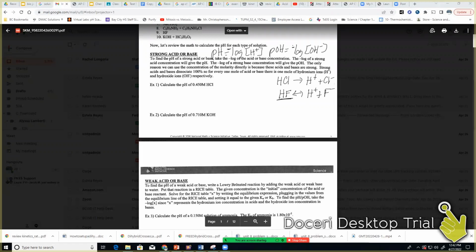All right, so calculate the pH of a 0.450 molar hydrochloric acid. Remember we said if we have a strong acid, then it's just going to ionize. So if this is 0.450 molar, the H plus is also 0.450 molar. To get my pH, I'm just going to take my negative log of 0.450. And that would give me a pH equal to 0.347, which is a low pH, as you'd expect for a strong acid.